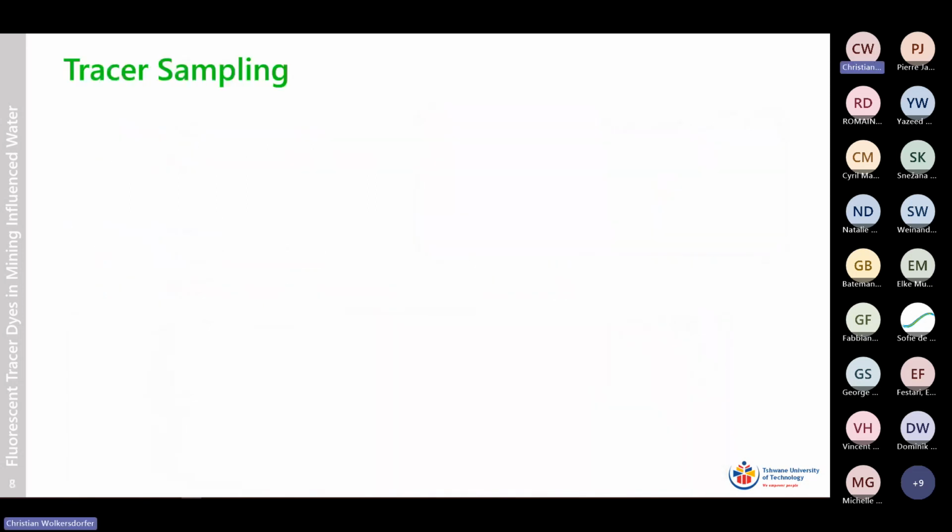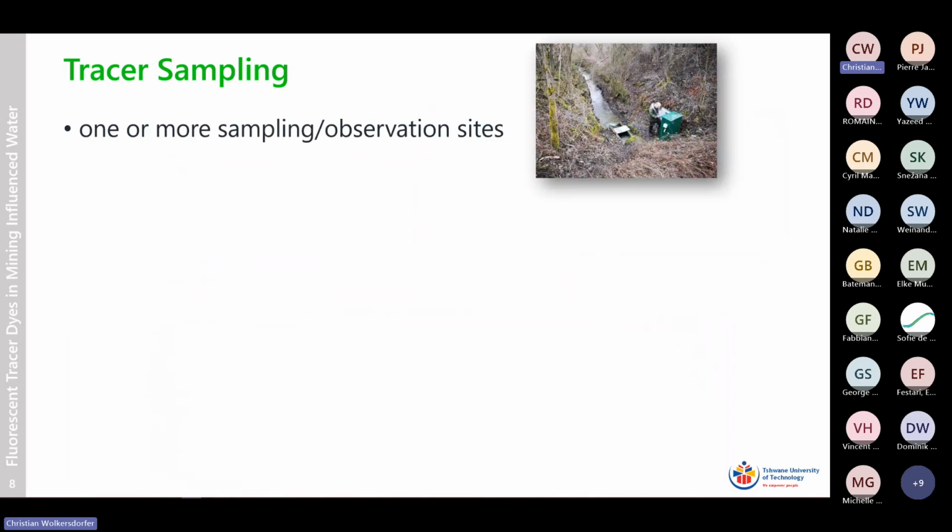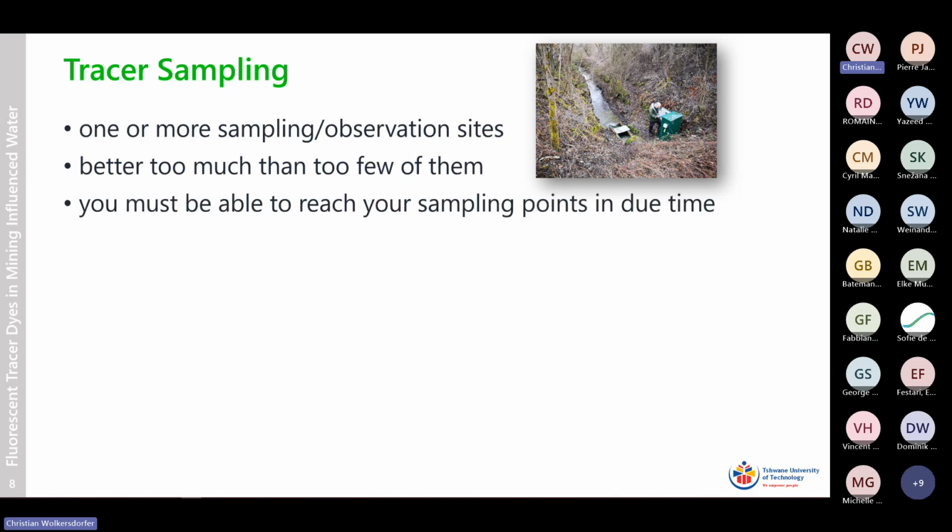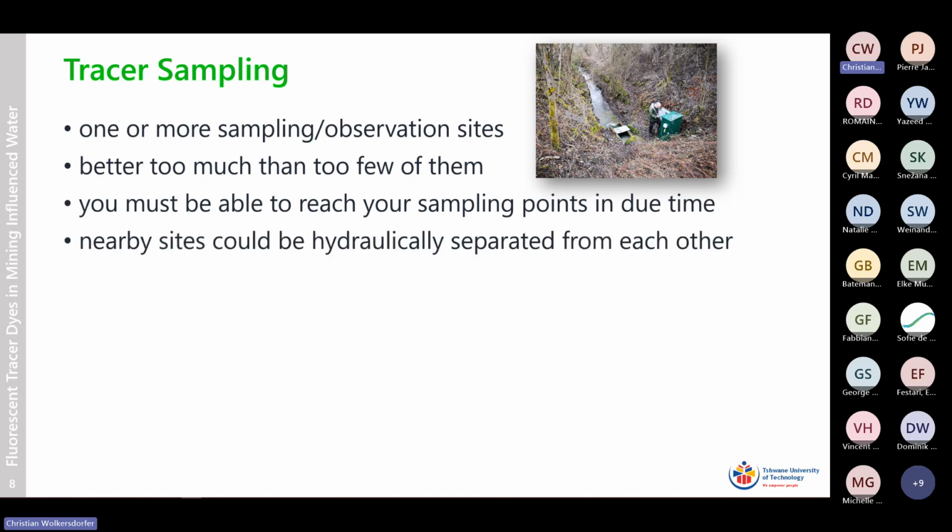Tracer sampling. After injection, we also need to sample the tracer. And it's important to keep in mind that there can be one sampling location, but also several sampling locations because there could be different discharge points from the shaft. It's better to have too much than too few of them. And you must be able to reach your sampling locations in time. So set up everything before the tracer arrives. Then it's also important to keep in mind that nearby sites could be hydraulically separated from each other. So although they are very close to each other, there could be no hydraulic connection.